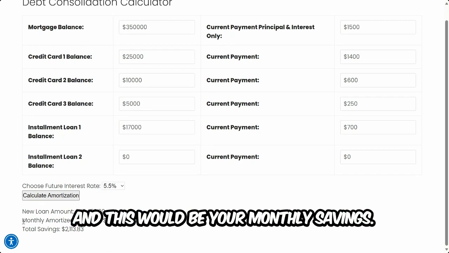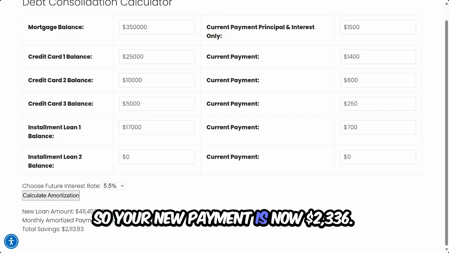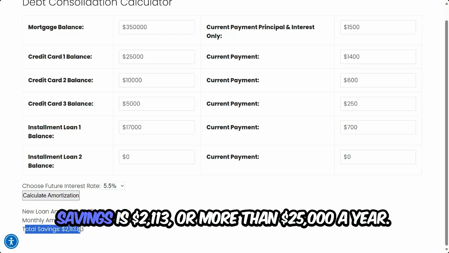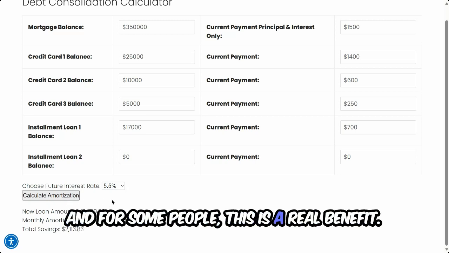So your new payment is now $2,336. So you were paying $1,500, but now your total savings is $2,113, or more than $25,000 a year. And for some people, this is a real benefit.